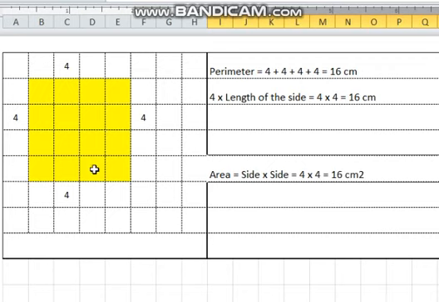Okay, so this is how we get the area and perimeter of squares and rectangles. I will show you again in the next video how to get the unknown sides of squares and rectangles. Okay, I'll see you soon.